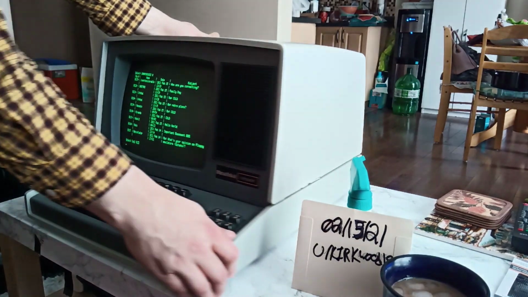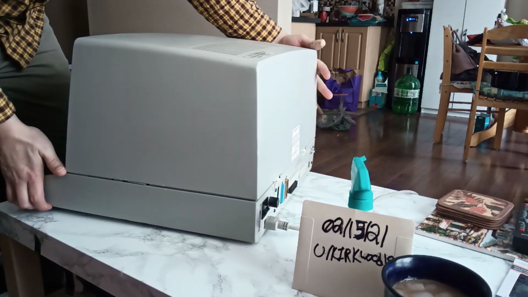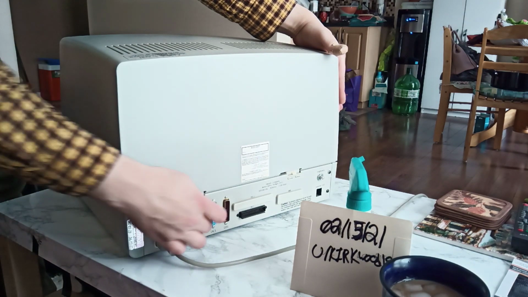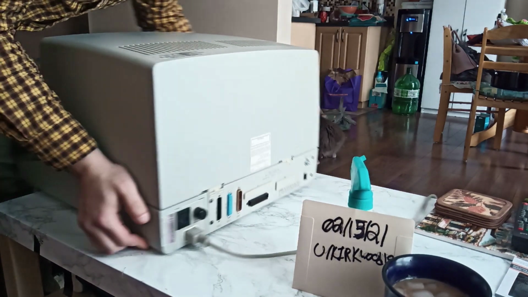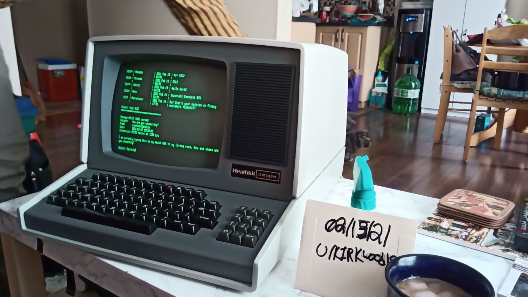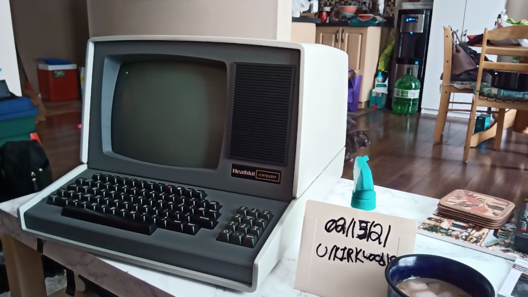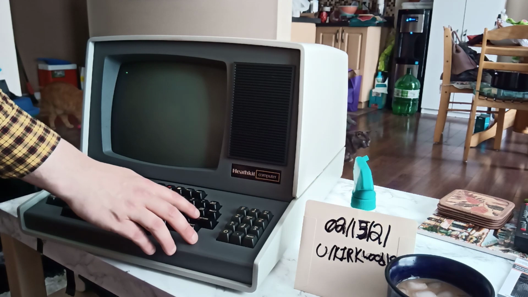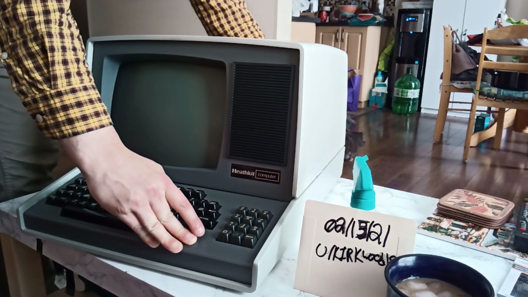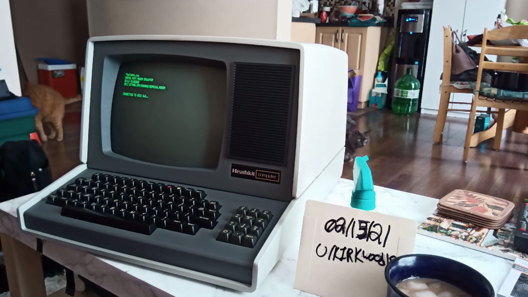So to confirm, this is just a bone stock H89 without any wires, because the serial is now inside of the unit. Let's turn it off and on. Sometimes it takes a second. There we go. Thanks.